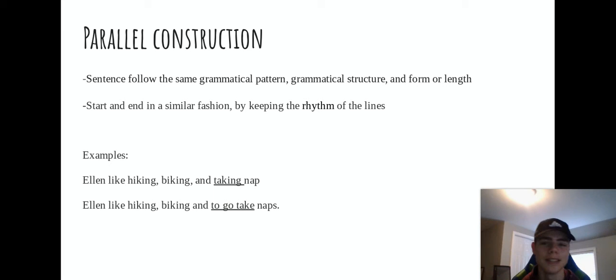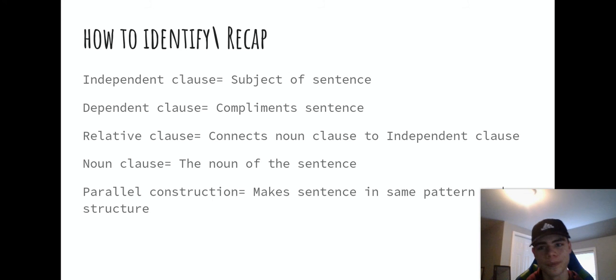What it is: a sentence that follows the same grammatical pattern, grammatical structure, form, or length. Any of these is a parallel construction. It starts and ends in a similar fashion by keeping the rhythm of the lines. For an example, Ellen likes hiking, biking, and taking naps. It is pretty smooth. It finishes in the same way compared to Ellen likes hiking, biking, and to go take naps. It's a bit more choppy.